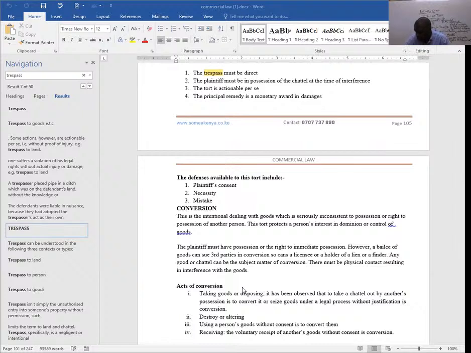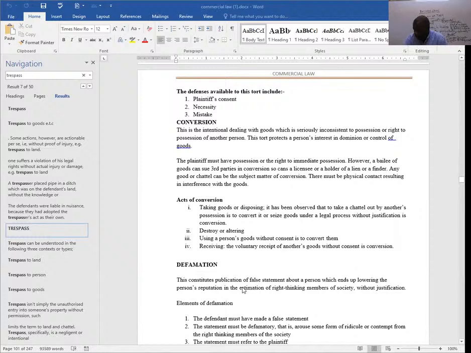However, a bailee of goods can sue third parties in conversion, so can a licensee or a holder of lien or a finder. Any goods or chattel can be the subject matter of conversion. There must be physical contact resulting in interference with the goods. What are some of the acts that can be concluded as conversion of goods? Taking goods, disposing, destroying or altering, using a person's goods without his consent, or the voluntary receipt of another person's goods without his consent.